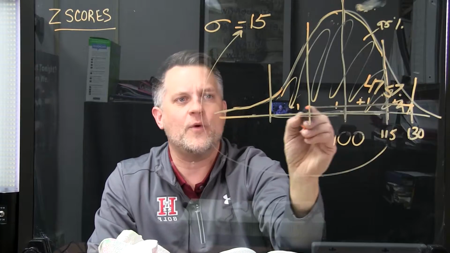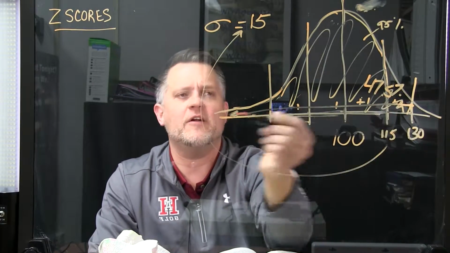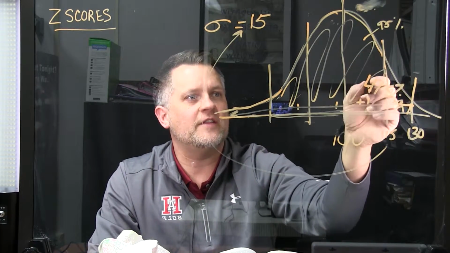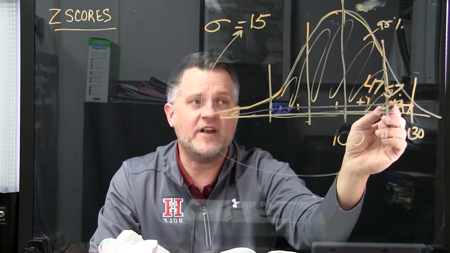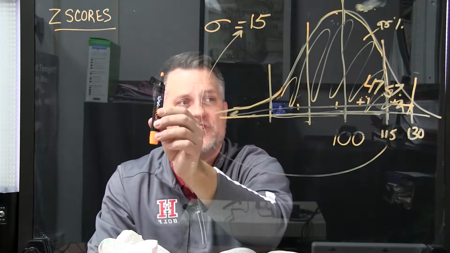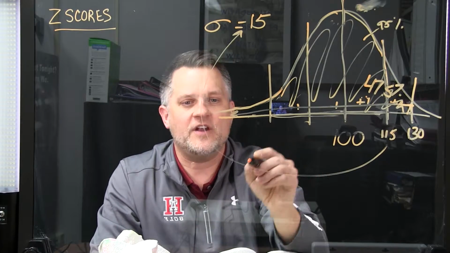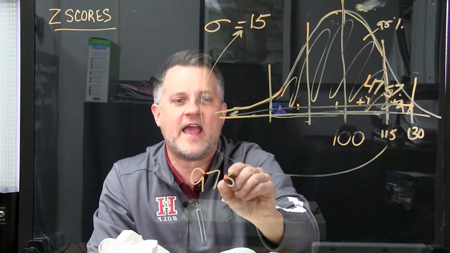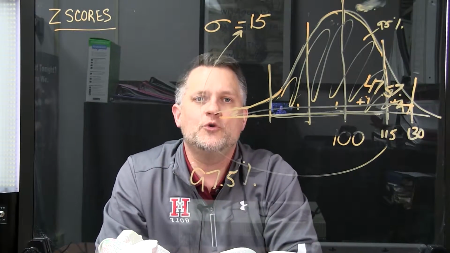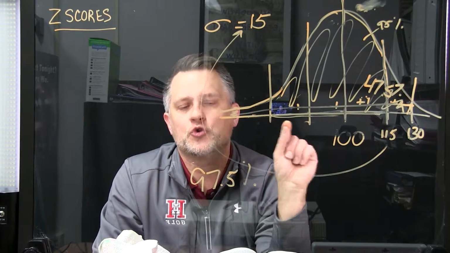So Sue scored better than, don't forget, all these people here. So we draw an arrow all the way back. She scored better than everybody from here to here. That would encompass 47.5% plus the 50% on this side, which is 97.5%. Sue scored better than 97.5% of all people who took the IQ test.